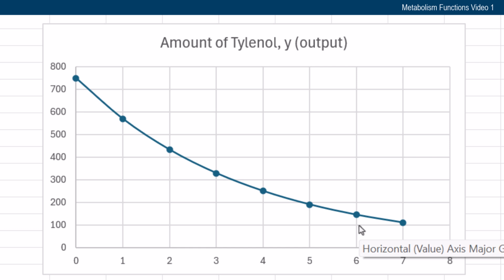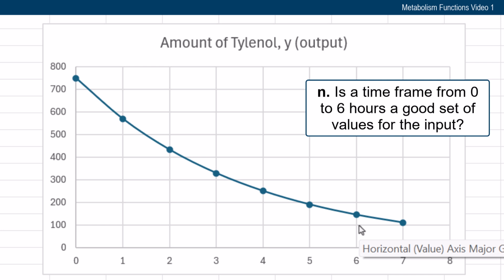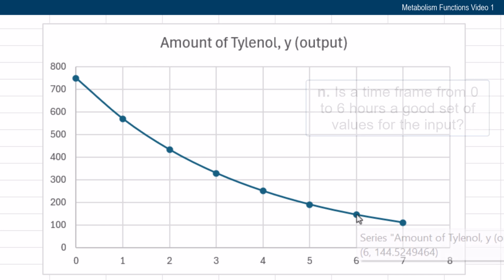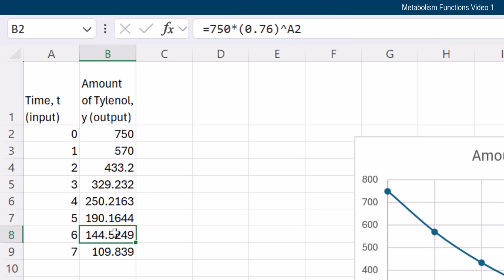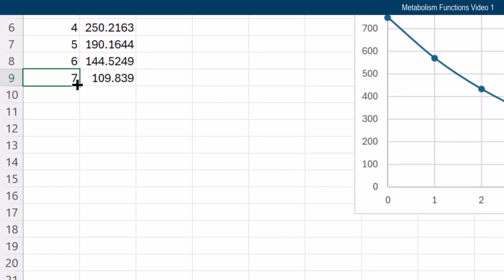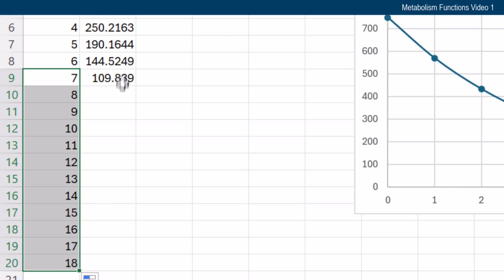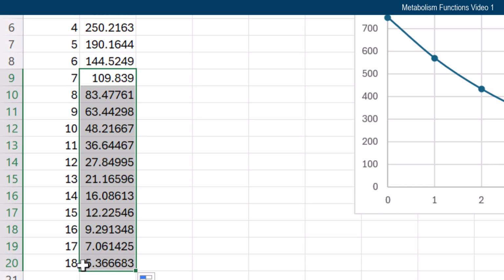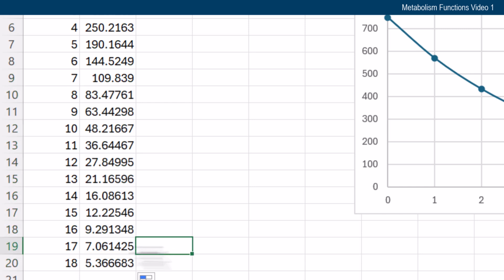Our next question says, is a time frame from 0 to 6 a good set of values? Well, you can see that after 6 hours, that there's still 144 milligrams in our system. And so there's still a lot of medicine to be metabolized, so we can increase both of our time and the amount of Tylenol. So I'm going to do each of those separately. I'm going to scroll the 7 down, and I'm also going to take the function and scroll that down as well. And you can go down as far as you want. If you want to go even longer than what I've shown on the screen, feel free to do that. Play around with those numbers.